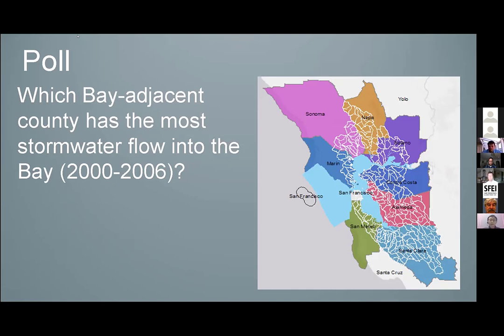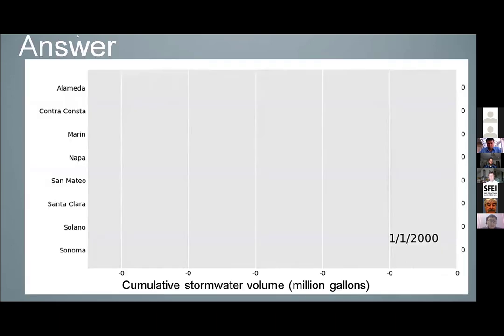Okay, so now let's see our poll results. Okay, we see Alameda has a really good leading advantage. So let's see if that is the case. We will reveal the answer by counting stormwater volumes.